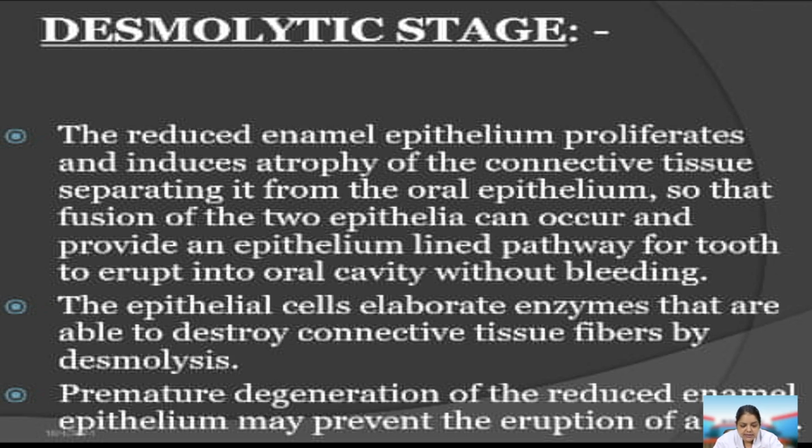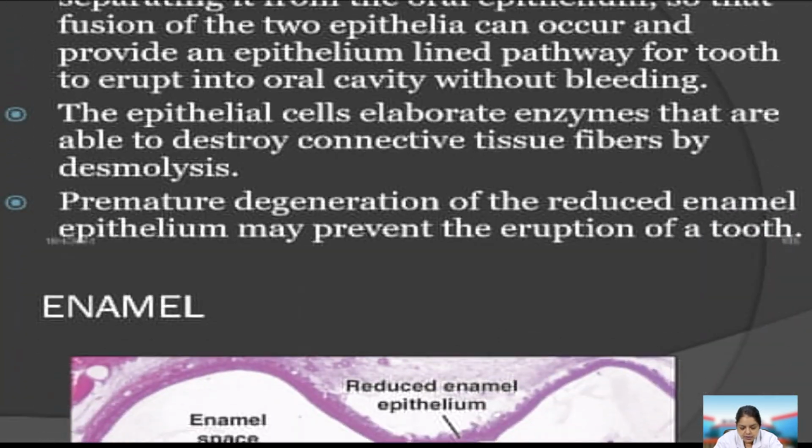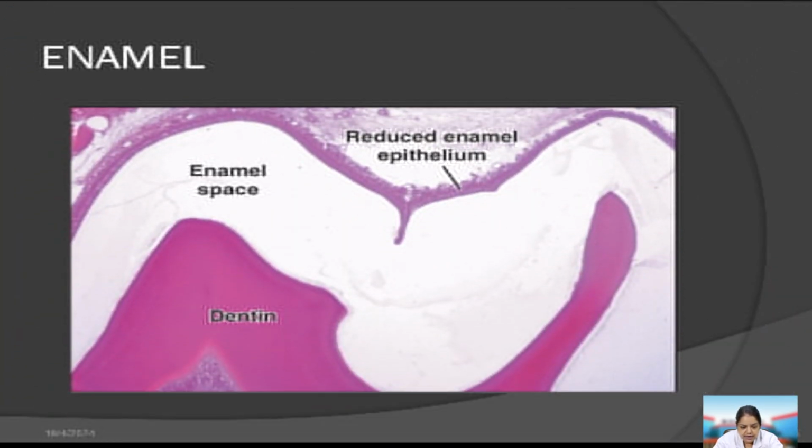The epithelial cells release enzymes that are able to destroy the connective tissue fibers by the process known as desmolysis. Premature degeneration of the reduced enamel epithelium may prevent the eruption of the tooth. So here we can appreciate the reduced enamel epithelium. So these are the life cycle of the ameloblast.